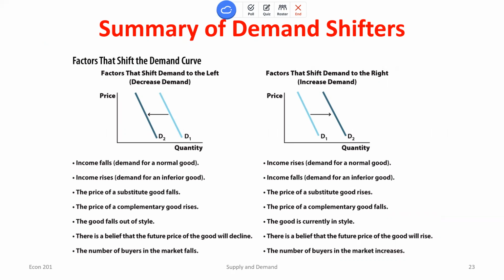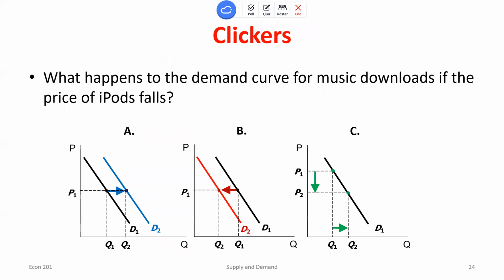So if income goes up for a normal good, there's a demand increase. If income goes up for an inferior good, then we see a demand decrease with that product. And it has all the other things we talked about as well, right? Number of buyers, fads, style. So we've got a nice summary here. Hopefully, remember, demand increases to the right, demand decreases to the left.